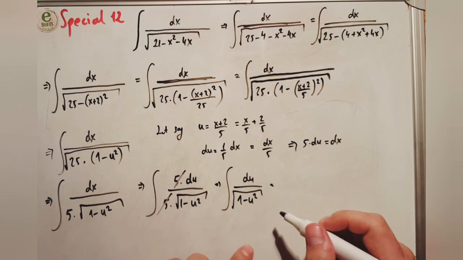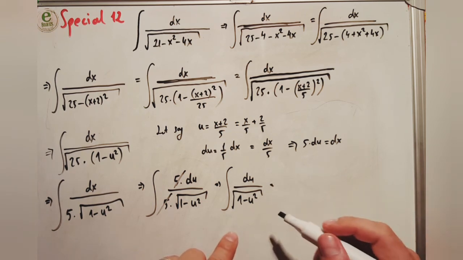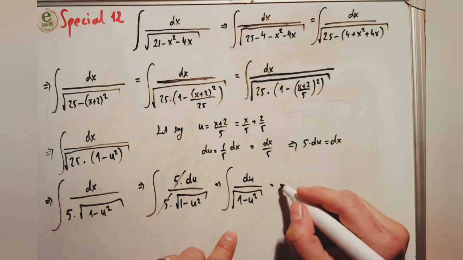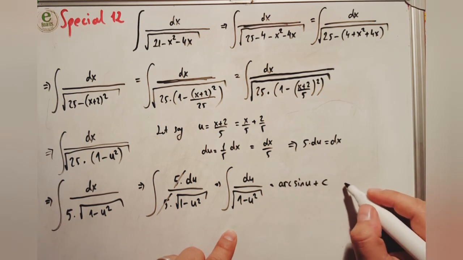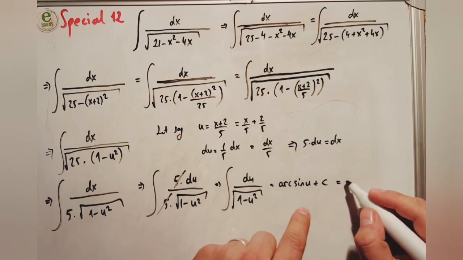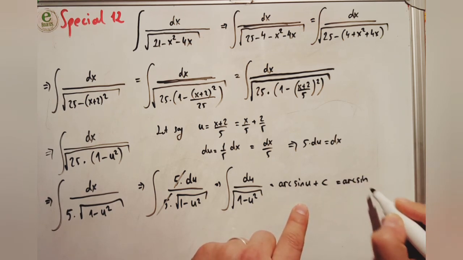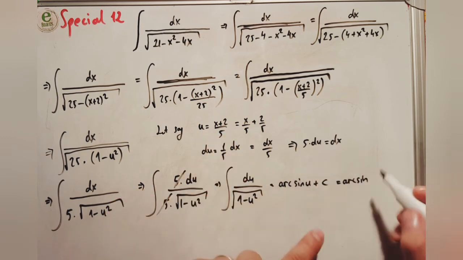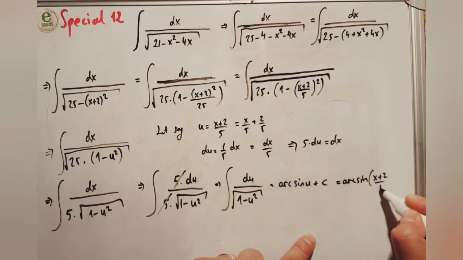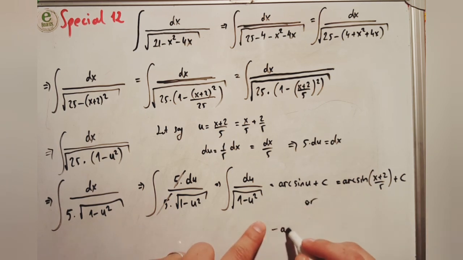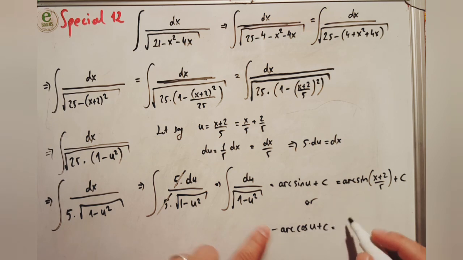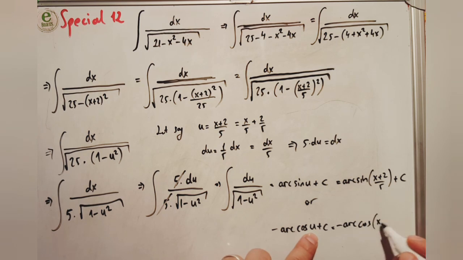When we simplify it, what is the integral of du over the square root of 1 minus u squared? It is arcsine u plus constant. So, which happens to be arcsine, what is u? u was (x plus 2) over 5, plus constant. Or it is minus arccosine u plus c, which means minus arccosine of (x plus 2) over 5 plus constant.